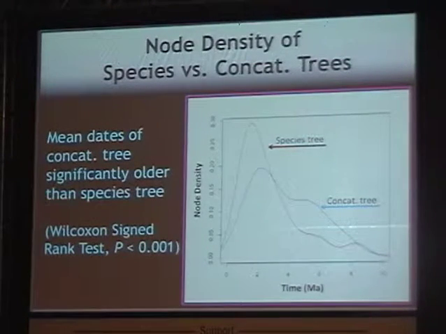If we look at how those dates and those nodes are distributed, here we can see that the mean dates of the concatenated tree are significantly older than the mean dates of the species tree using just a simple Wilcoxon rank test. The species tree distribution, I don't know how well you can see this from in the back, those dates are distributed much closer towards the present here, whereas the concatenated tree, you have them going quite a bit further back in time. So again, we're seeing more divergence times in the past rather than towards the present.